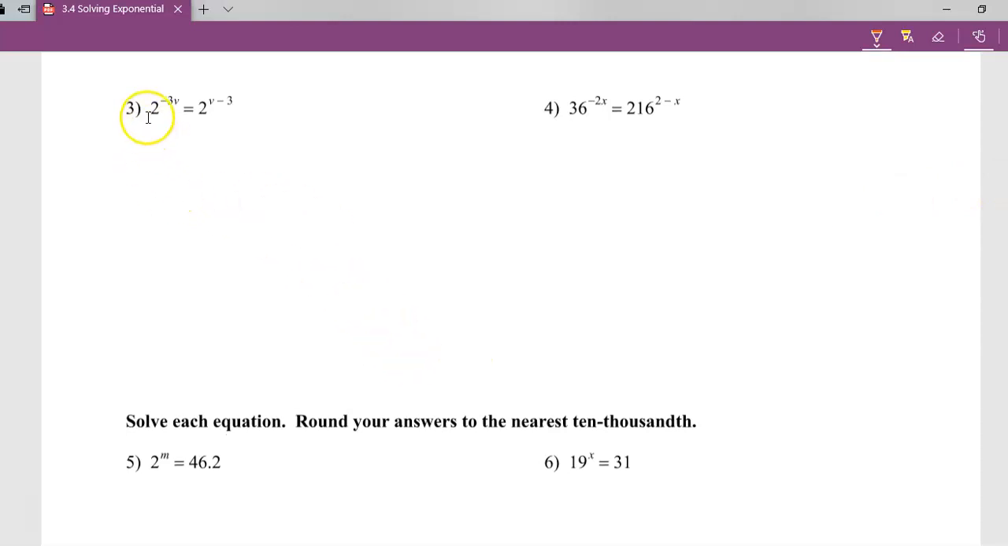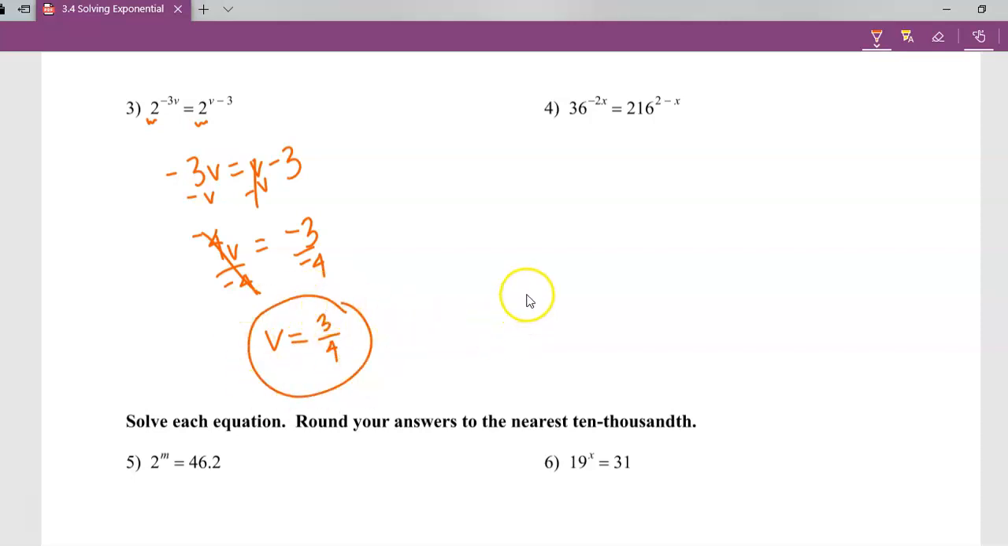So on number 3, the base already matches on this side and this side. They are equivalent. Because of that, I can just take the exponents and set them equal to each other and then solve for v. I want to get this v moved over, so this would be negative 4v equals negative 3. Divide both sides by negative 4. So v is equal to 3/4, right? Negative 3 divided by negative 4 would be positive 3/4.